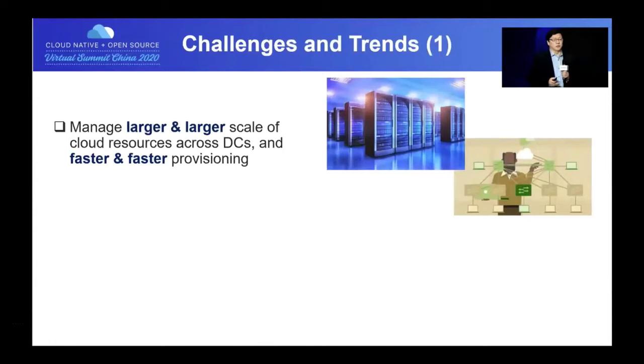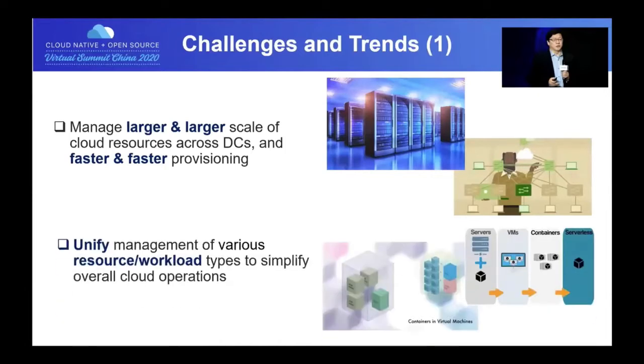As cloud adoption grows exponentially, the infrastructure platform needs to manage a larger and larger scale of compute and network resources across geographic areas. The customer always asks for faster and faster provisioning of the resources or the applications. Additionally, there is an increasing need for cloud operators to unify the management of diverse types of resources, such as bare metals, VMs, containers, and serverless functions, to simply reduce the management cost and simplify our operations.